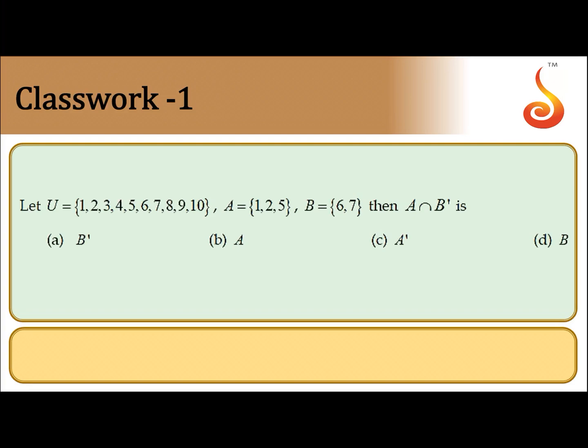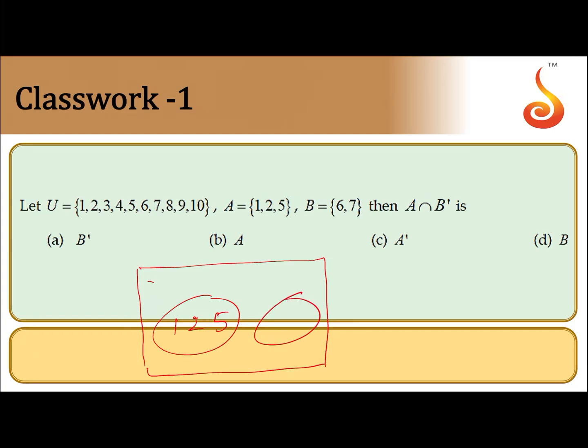you are given a universal set, A and B, and find the value of A intersection B complement. When I proceed with the calculation here, it is better that we follow the universal set. First, set A consists of the elements 1 to 5. Set B consists of 6, 7. The universal set consists of the numbers 1 to 10, so 1, 2, and the remaining 3, 4, 5, 6, 7, 8, 9 and 10. When you apply this Venn diagram, it's easy to identify.